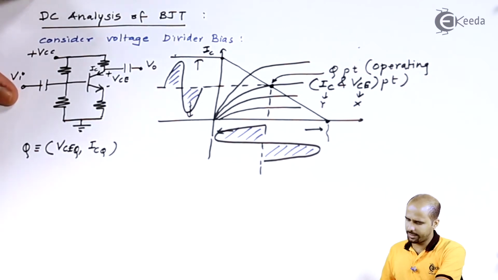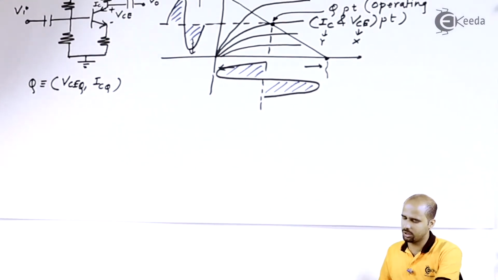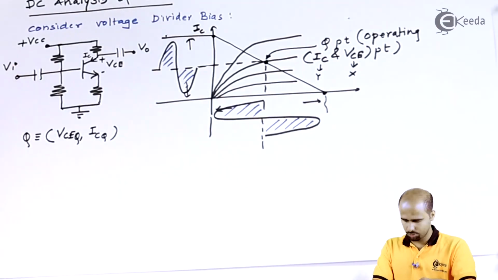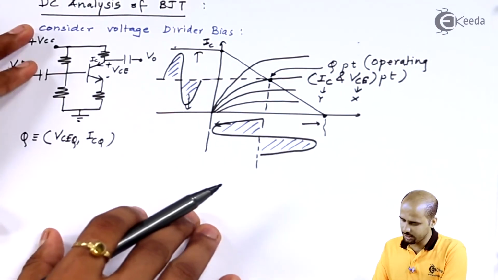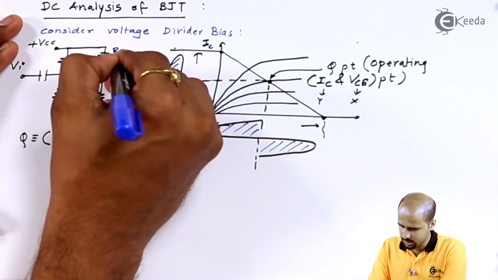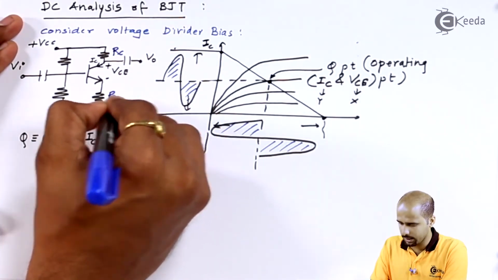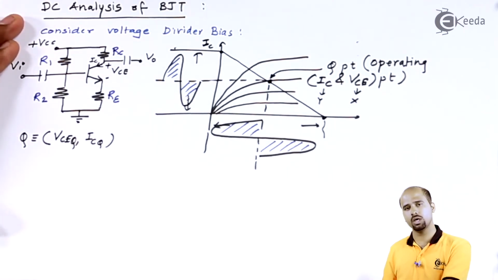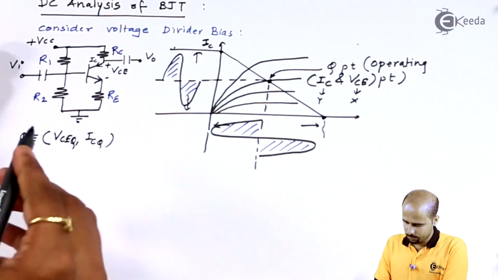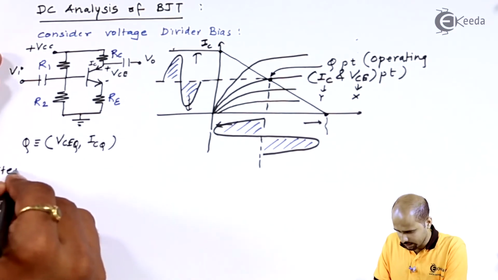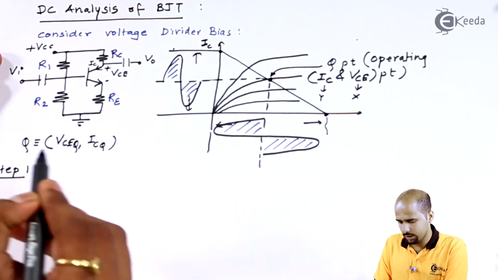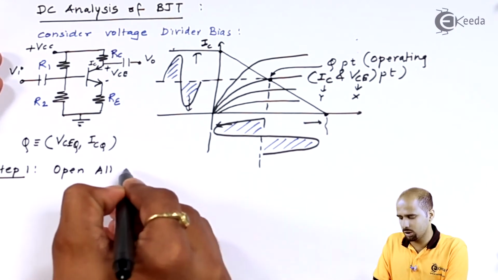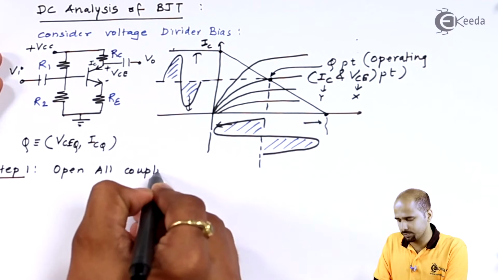So let's move ahead to how to deal with the particular circuitry for DC analysis. Let's give names to these resistances. This is RC, this is RE, this is R2, and this is R1. Step number 1 for your DC analysis is to open all coupling capacitors.